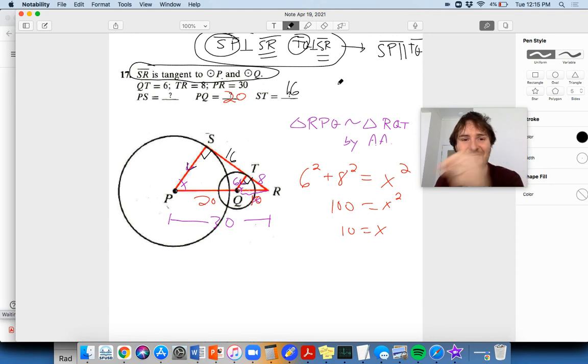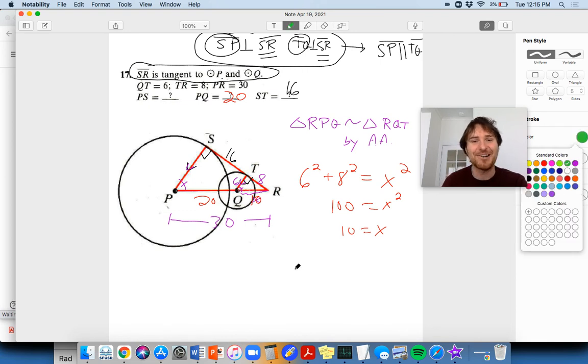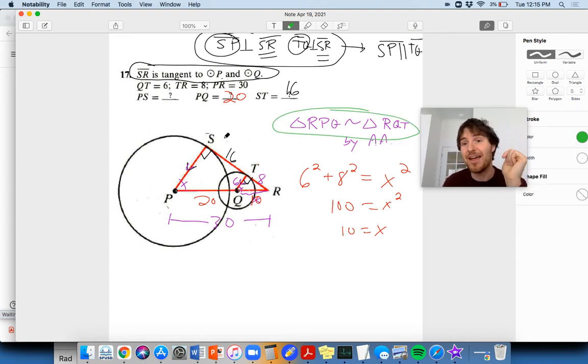ST is 16. Oh man, this is a great problem. Great problem. I love it. Challenging, and I'm guessing a lot of folks are really going to struggle with this one. Okay, last step is to figure out what PS has got to be, and here I'm going to use similarity to do that. Check it out here. That's where you're always going to use similarity, when you're dealing with the parallel lines within the basic proportionality theorem.